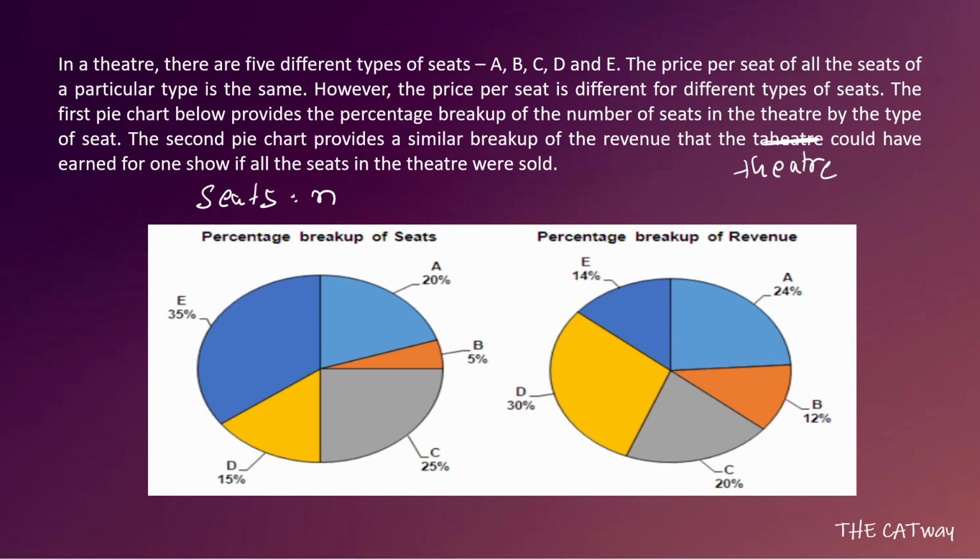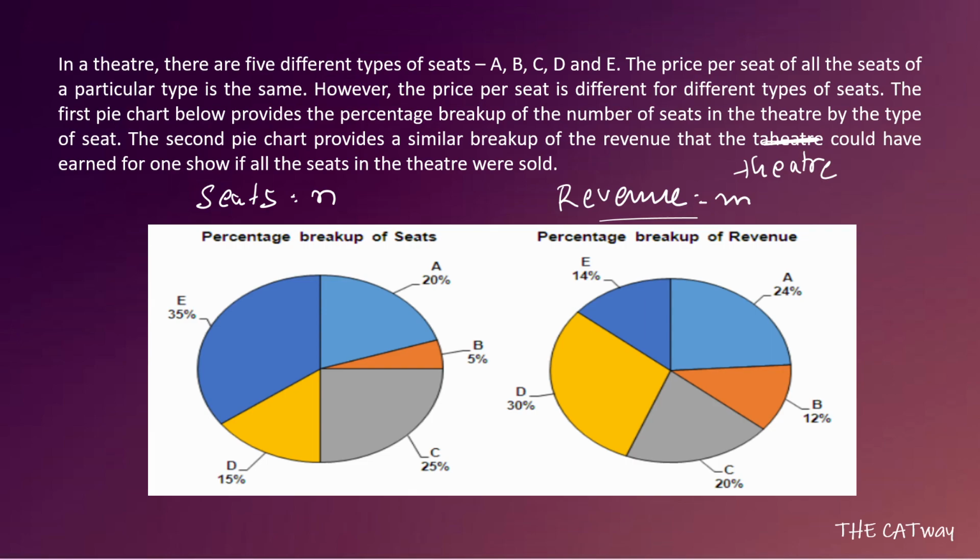It shows the revenue the theater could have earned for one show if all the seats in the theater were sold. Okay, so this is the maximum revenue it is giving for every type of seats. So let the maximum revenue of the theater be M. Okay, so if M is the maximum revenue, then the maximum revenue from A can be 0.24 M, from B it can be 0.12 M, from C it will be 0.2 M. So in similar way for D and E.